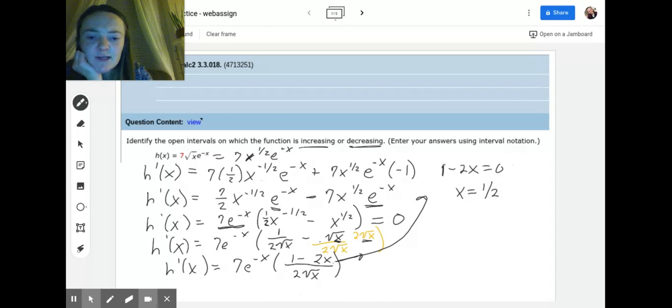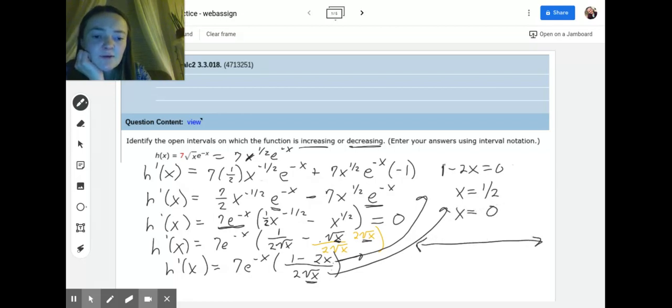Another critical value that I have is I have an x in the denominator, so that would make this function non-existent. And so I could say also I have a critical value at 0. So let's go ahead and create a number line. We're going to create the first derivative test number line. We're going to put these in order, 0 and a half. And once again, I'm going to label that this is the first derivative, h prime of x.